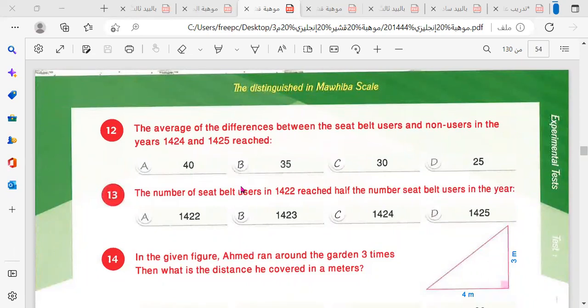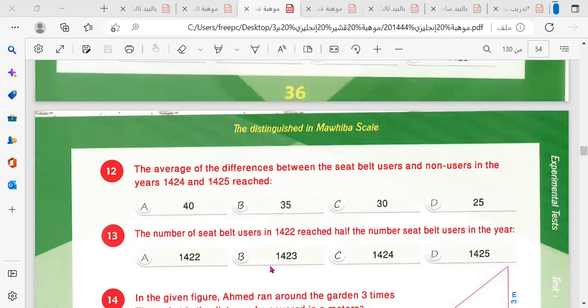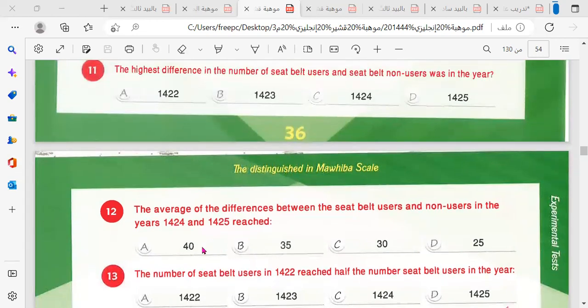Hadi, where are you? Yes, Mr. The average of the difference between the seatbelt users and the non-users in the years 1424 and 1425 reached... If he asks me about the average, you add them and divide by 2, right? Because he asked me about the average.